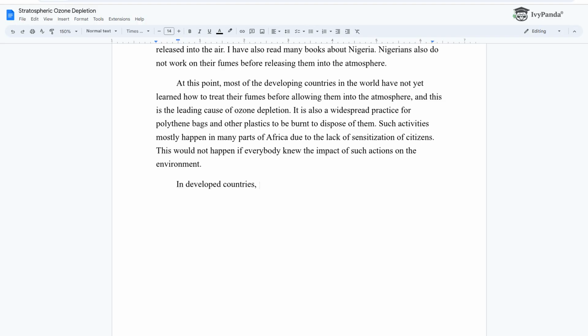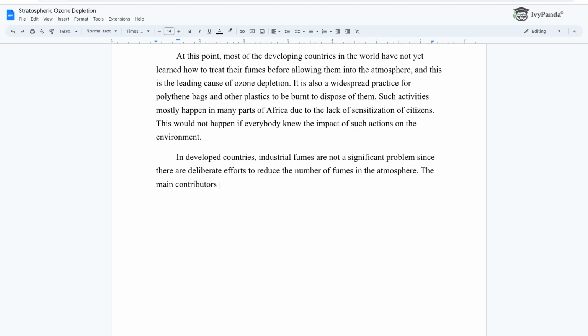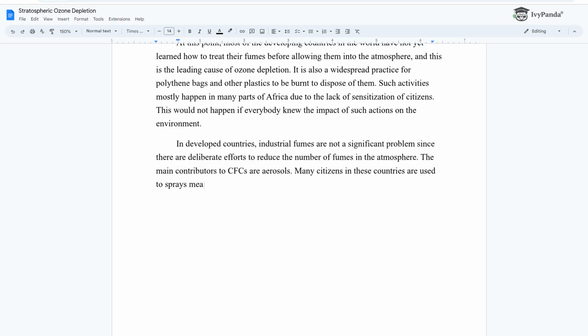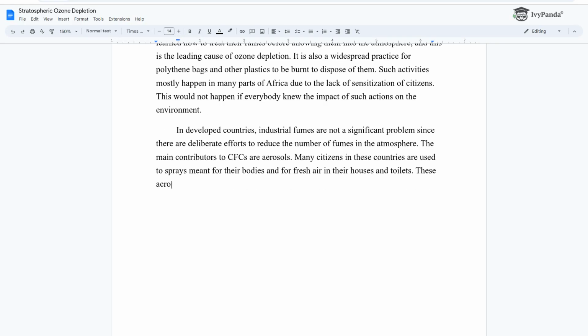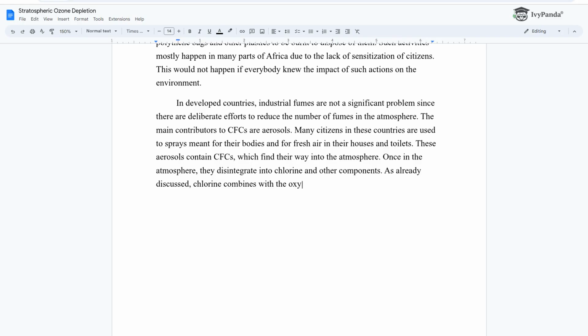In developed countries, industrial fumes are not a significant problem since there are deliberate efforts to reduce the number of fumes in the atmosphere. The main contributors to CFCs are aerosols. Many citizens in these countries are used to sprays meant for their bodies and for fresh air in their houses and toilets. These aerosols contain CFCs, which find their way into the atmosphere. Once in the atmosphere, they disintegrate into chlorine and other components. As already discussed, chlorine combines with the oxygen in the ozone layer, ripping it off in the process.